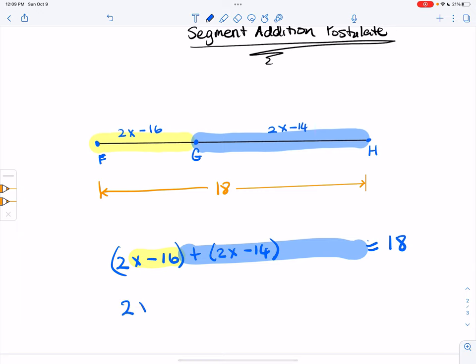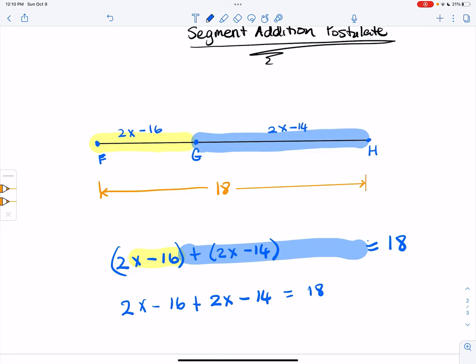So we have 2x minus 16 first. We don't need that in parentheses any longer. And then we have plus 2x minus 14. You might be wondering, why did I have the parentheses in the first place if I'm just going to take the parentheses away and nothing changes? It's just a good habit to have. If we had a minus sign here, it would have changed these. But again, this is the segment addition postulate, so none of these signs end up changing. And then we end up getting 18.